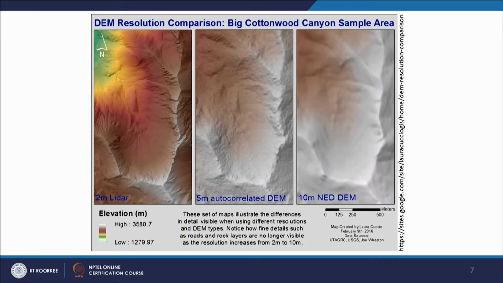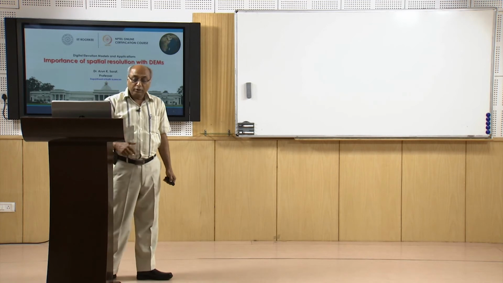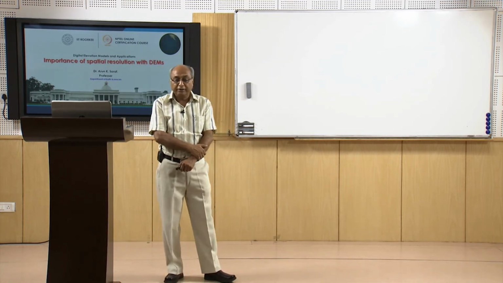which has produced a very high spatial resolution digital elevation model, much more details about the terrain can be seen. In between, we have a 5 meter spatial resolution DEM, which is giving much more details as compared to 10 meter resolution, but definitely it is giving less details as compared to 2 meter resolution. Now it is not always possible to go for higher and higher spatial resolution.